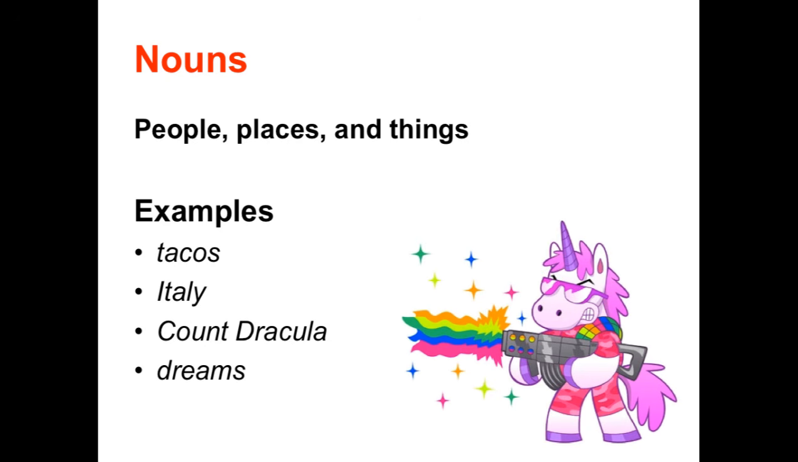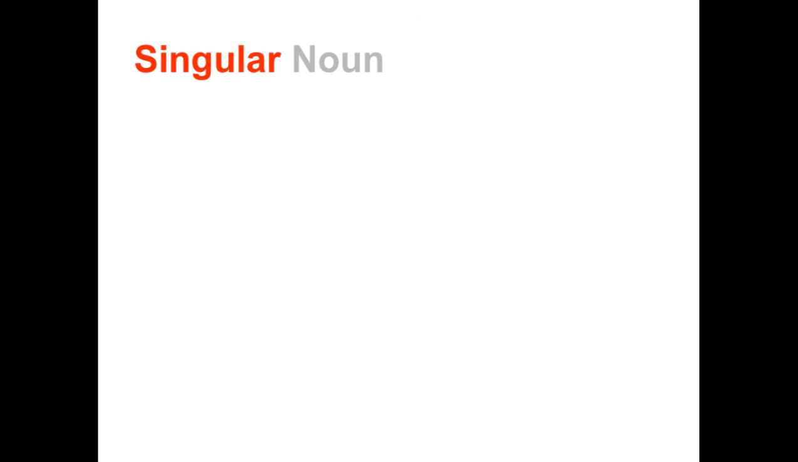And dreams. Dreams are a thing, but unlike tacos, you can't touch dreams. But just because you can't touch them doesn't mean they're not a thing. They're what we call an abstract noun. An abstract noun is an idea or a quality. But nonetheless, they're still nouns. They're things. Singular noun. A singular noun refers to one person, place, or thing.